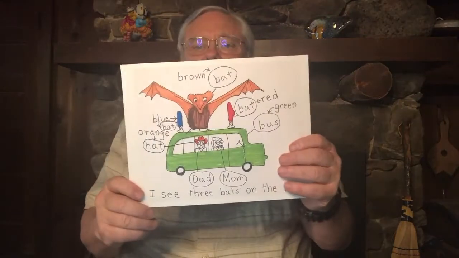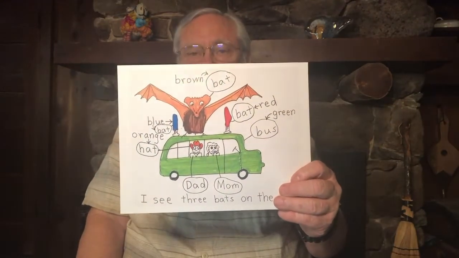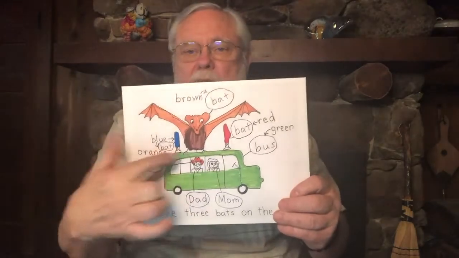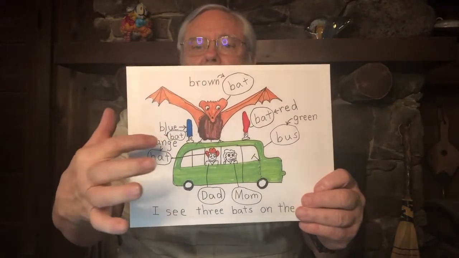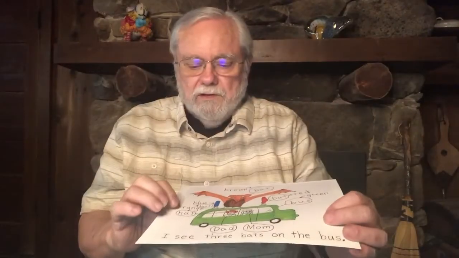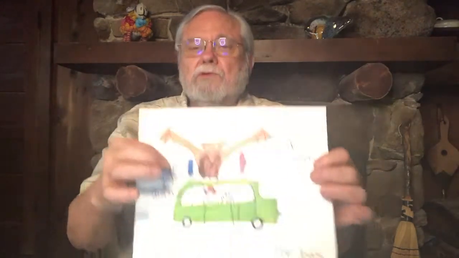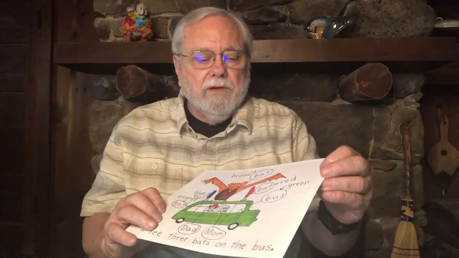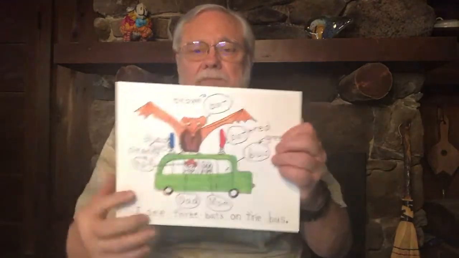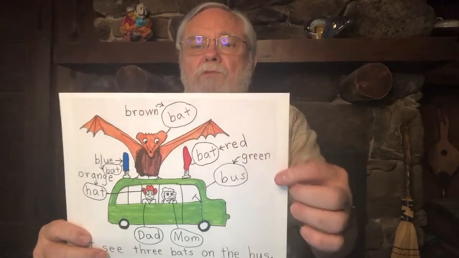So I drew the picture of the bus again, and I drew the bat on the bus, and this time I put two baseball bats on the bus. And then where my word is circled for bat, I decided I wanted this bat to be blue. So I have blue pointing to the bat and also to the color. And here I decided I wanted my bat to be red. So here's an arrow pointing from the word red to the word bat.